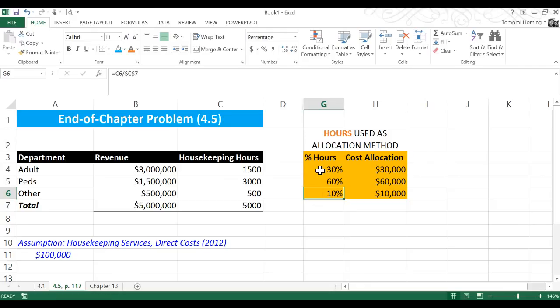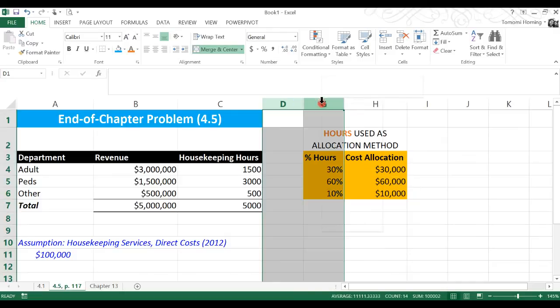Now again, you're going to take these percentages and apply them to the $100,000 to get an idea of how much each department should pay based on housekeeping hours. So now, adults should be responsible for $30,000 of the total $100,000 cost, whereas peds should be responsible for $60,000 because they utilize 60% of the housekeeping hours in the organization, and 60% of $100,000 is $60,000, and so on and so forth.